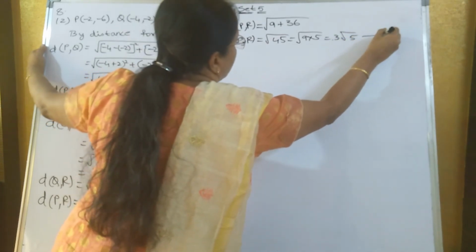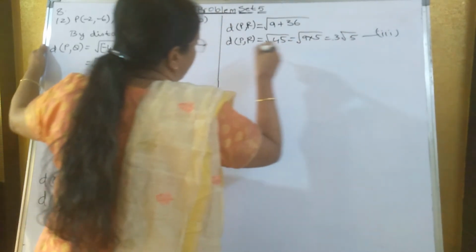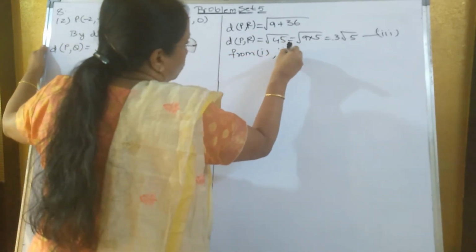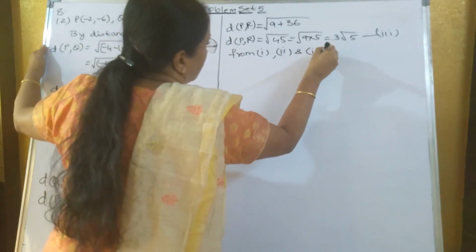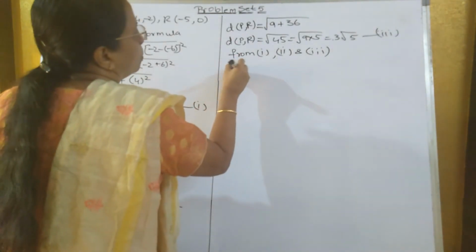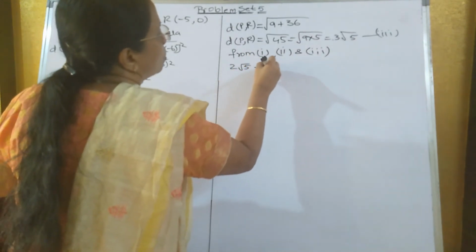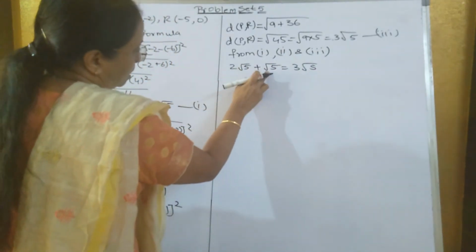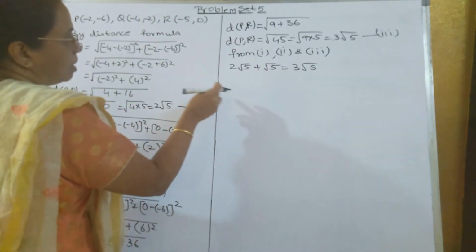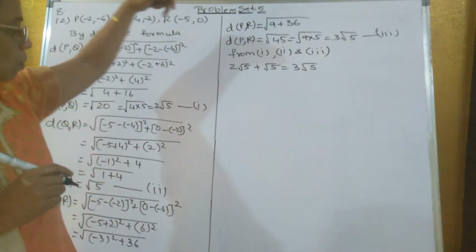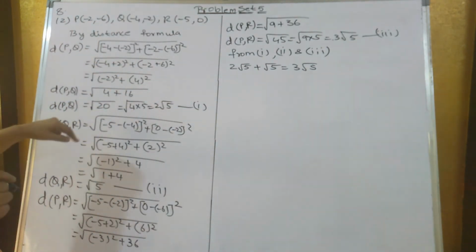Let this be 3. Now from 1, 2 and 3, what do we come to know? The two smaller ones, that is 2 root 5 and root 5. 2 root 5 plus root 5 is equal to how much? 3 root 5. So this is equal to the third one, that is 3 root 5. So when you add PQ and QR, you are getting PR.